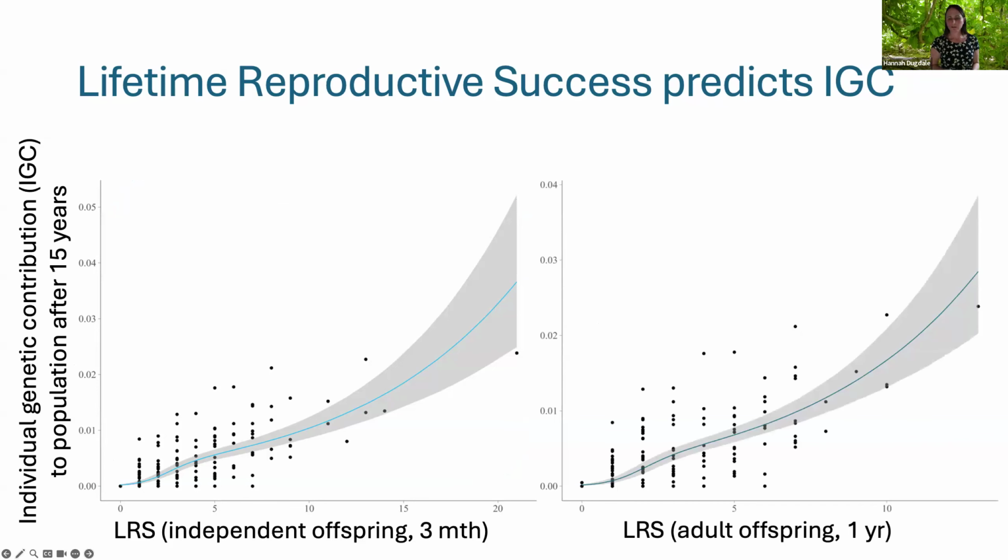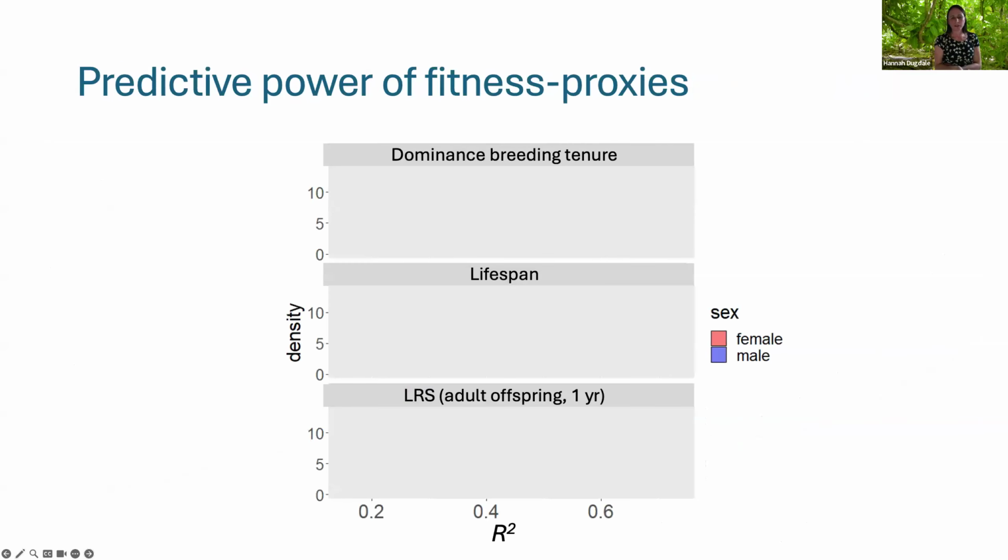And if we look at individuals who survived to at least 1 year, we've got a very similar relationship and also prediction with the probability of lineage extinction. So of those short-term metrics that predict individual genetic contributions, what is the predictive power of them?